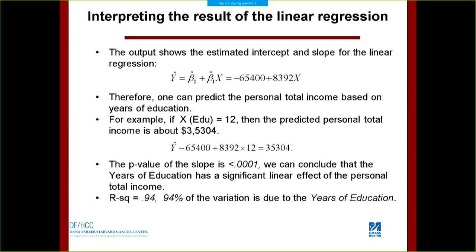So we have to estimate both the intercept and the slope. I plug in the intercept and the slope to make the predicted regression equation here. For example, because this is a negative value, some people may argue, why do you get a negative intercept? It's because the intercept is the value when years of education equals 0, right?